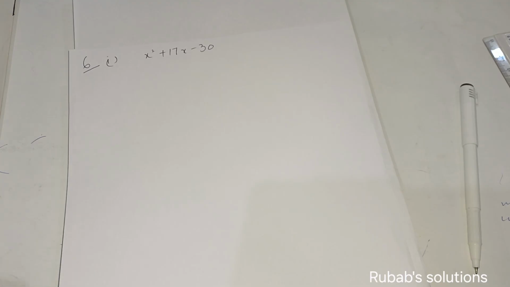Okay, x square plus 17x minus 30. We are doing the completing square method, and I have uploaded all the previous work and I have made the playlist so you can watch all the videos in one playlist.